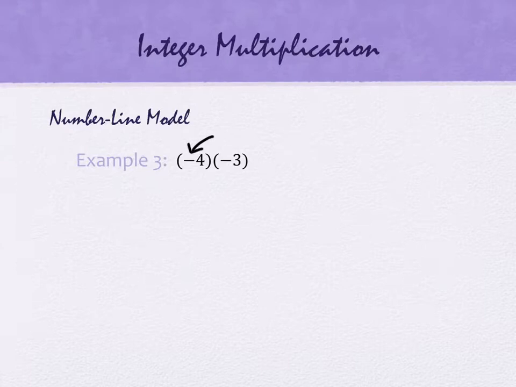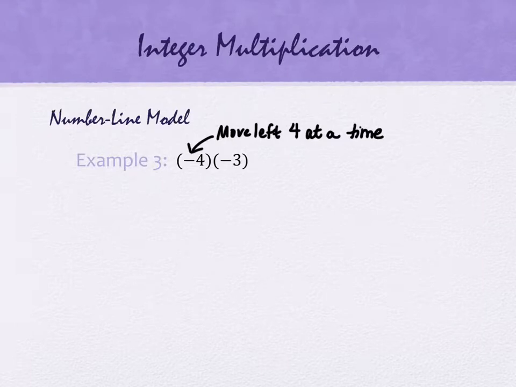Okay, the first -4 is to move left 4 at a time. So kind of like skip counting. You guys know what skip counting is, right?